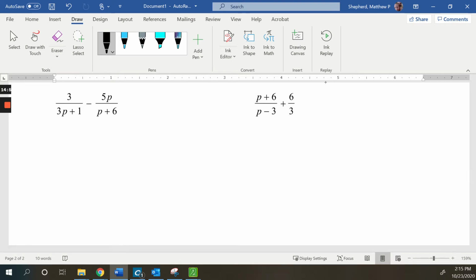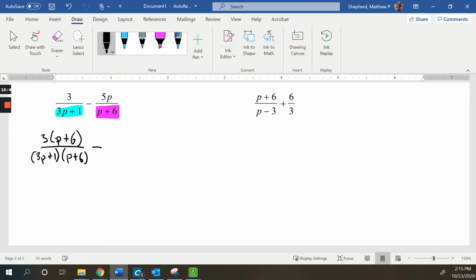Okay, so now in this next problem, I do not see that anything can really be factored. This one has a 3p plus 1. This one has a p plus 6. So what we're going to need to do now is make sure that the first fraction has a p plus 6 as part of it. So I'm going to multiply the numerator and the denominator. Notice the parentheses that I'm going to put around the factor that was already there in the denominator.